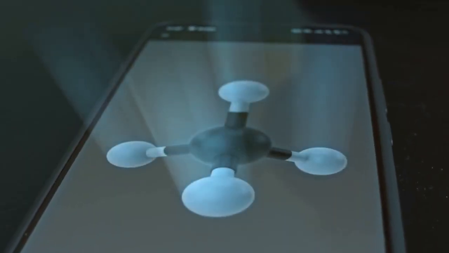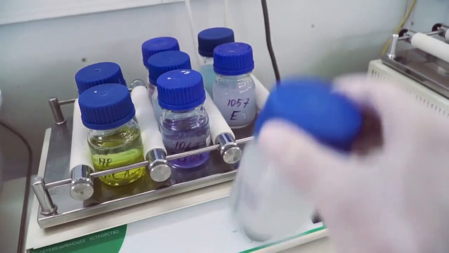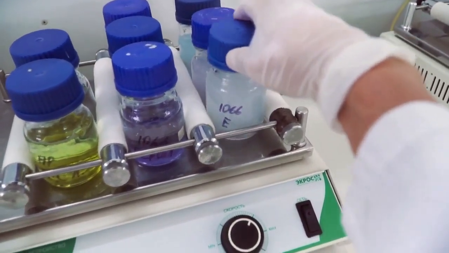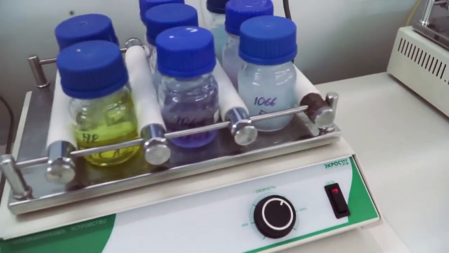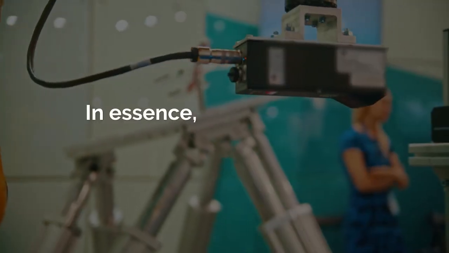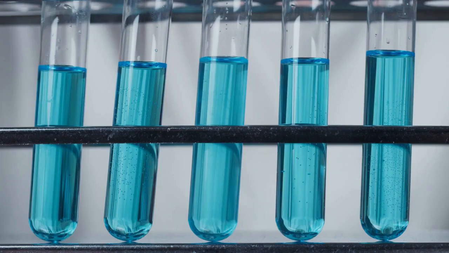This information is captured in a value called the second virial coefficient. A positive value suggests the particles prefer to be surrounded by the solvent and tend to repel each other, which is good for stability. A negative value indicates that the particles attract each other, which might lead to clumping or aggregation. In essence, SLS doesn't just measure particles in isolation, it tells us about their social behavior in a solution.